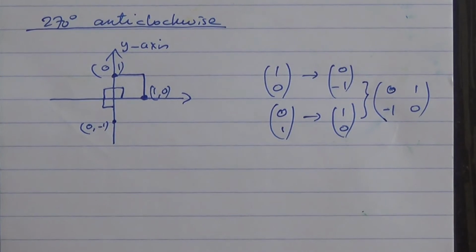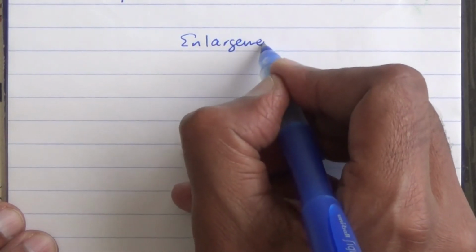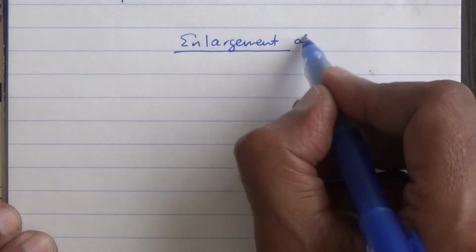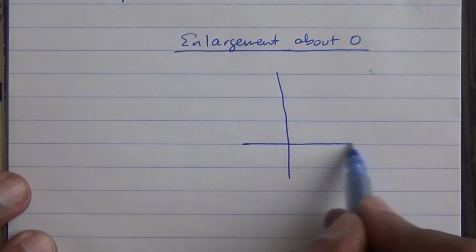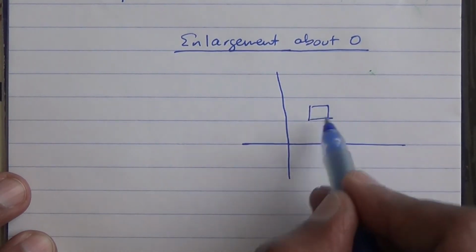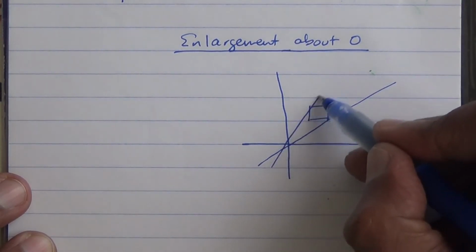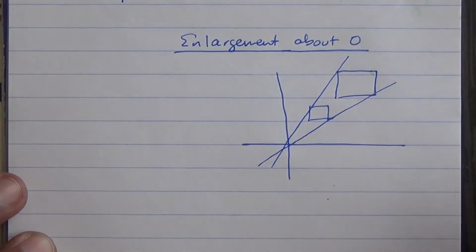Okay, let's talk about, for instance, an enlargement, and we're talking about enlargement about the origin, about O. You may have a figure like this, for instance, and then there's enlargement about the center. Let's see, like this, and then this becomes there, a big one. Okay, so that's an enlargement.